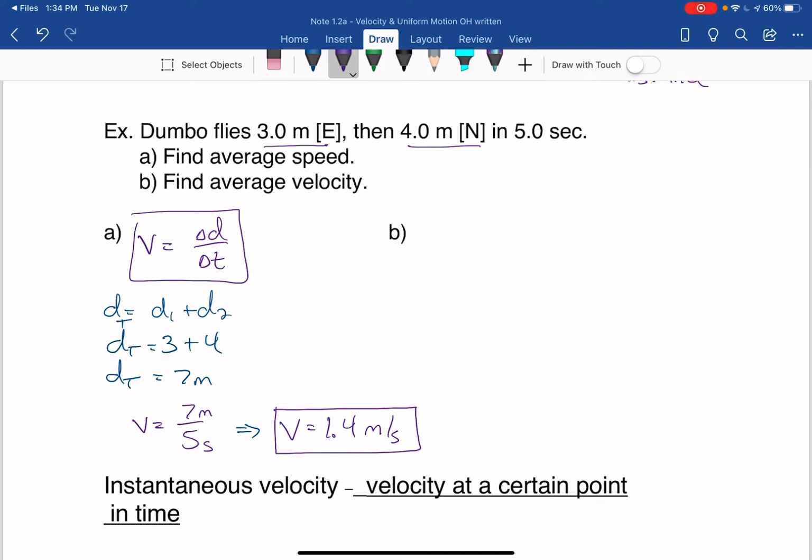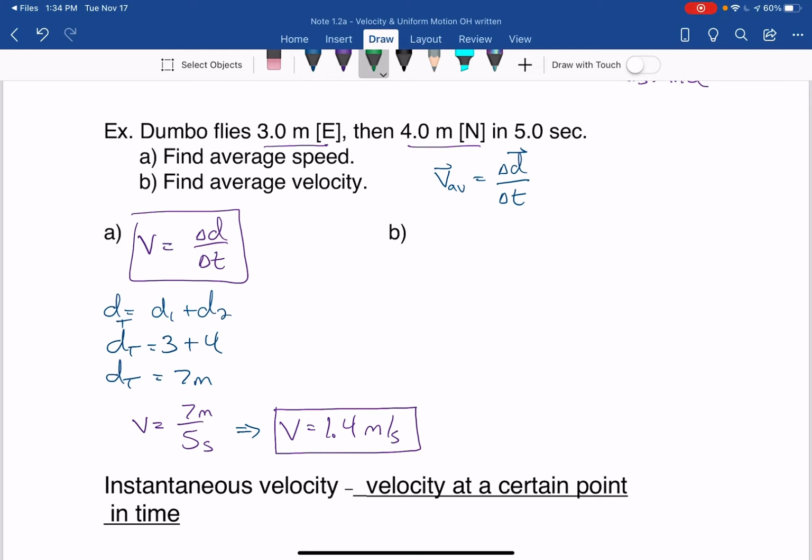Okay, so that's the easy one. The little bit harder one then is velocity. The only reason velocity is any harder is because we first need to find displacement. So I'm going to go ahead and write the equation up high here. Average velocity is displacement, remember that with the arrow on top, over time.